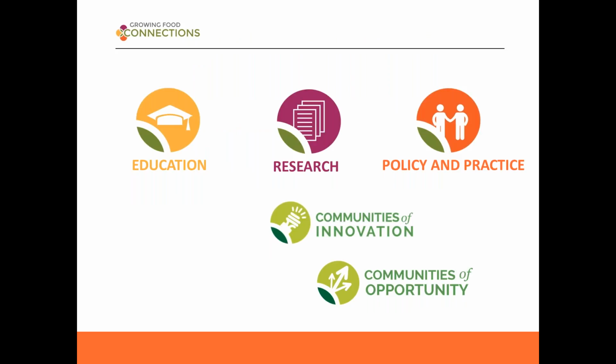The broader goals of the project are accomplished within 3 big silos. So GFC is working to further food systems planning through education, through research, and through policy and practice. And in the education realm, the project is training the next generation of food systems leaders through supporting faculty and through supporting students. I'm not going to be touching on that work much today, so if you're interested in the educational support side of the project, you can get in touch with me afterward. The research and the policy and practice portion of the project is tied really tightly together through that participatory action framework. So our primary stakeholder groups are the communities of opportunity and communities of innovation.